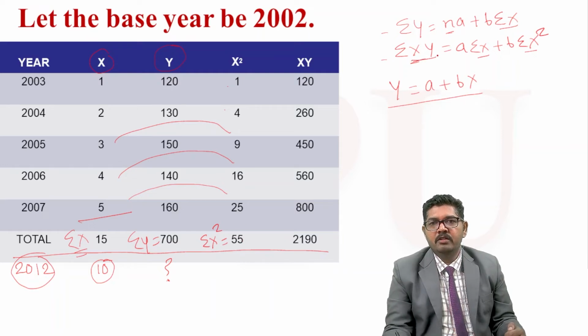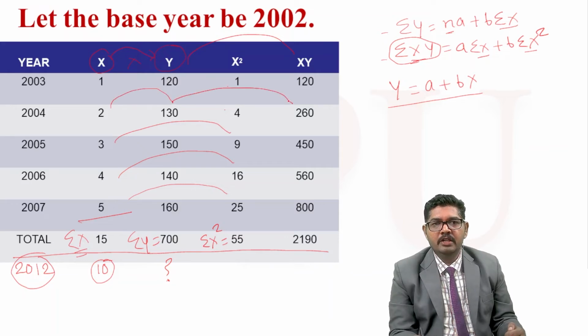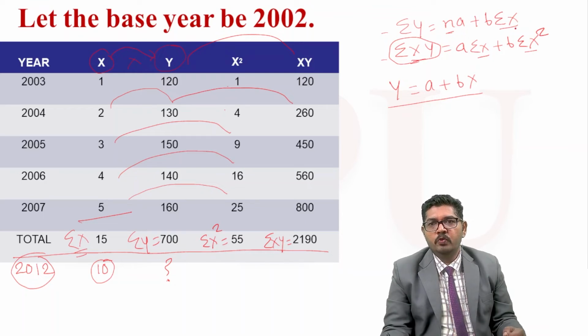What else do we need? We need summation of xy. So we have to multiply x with y, right? 1 multiplied by 120 is 120, then 2 multiplied by 130 is 260, and so on. This is how we can calculate xy values, and here we will get the addition of all these. Now we have got all these values, summation of y, summation of xy, summation of x square, right?